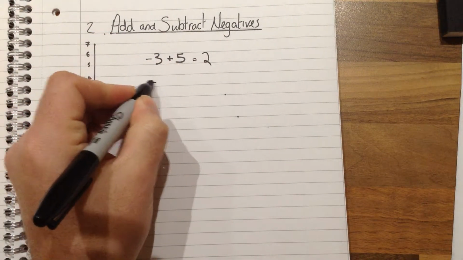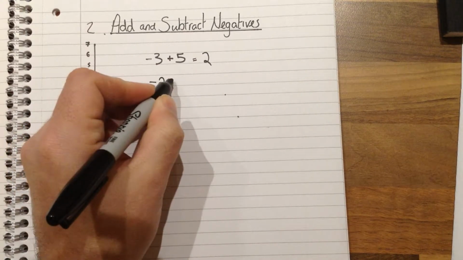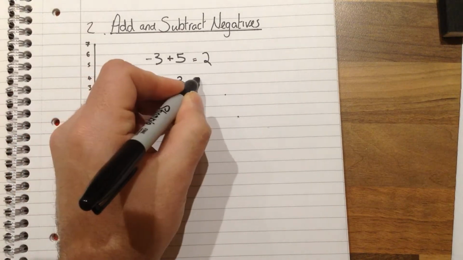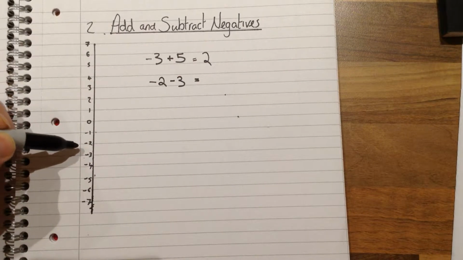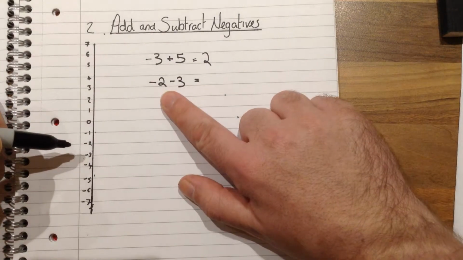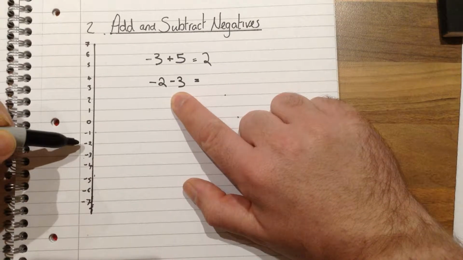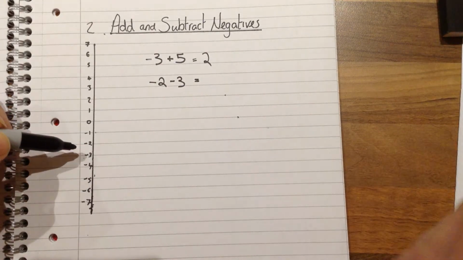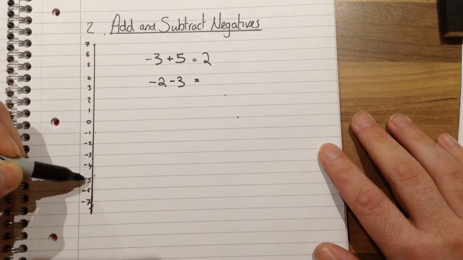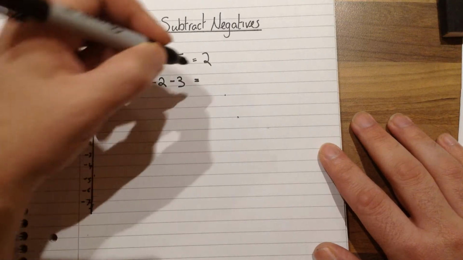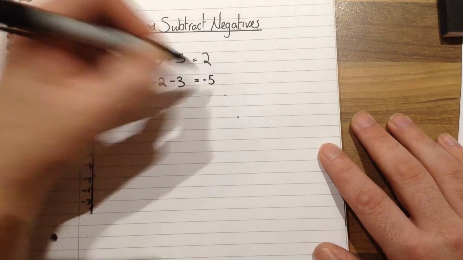If I had another example, so let's say -2, take away 3, I would start on -2 because that number appears first. It then says take away 3, so I go down the number line. So 1, 2, 3 places to -5. So my answer here is -5.